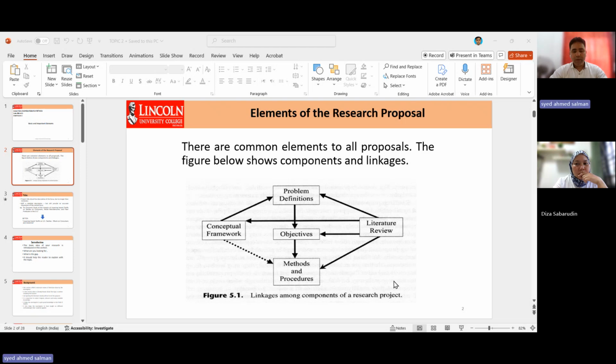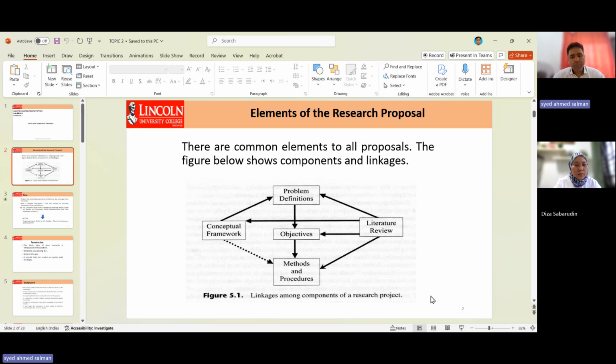Yes. Okay. So in this class, you will be able to learn about the basic elements of the research proposal. If you see this figure, you can see in this figure problem definition, literature review, objectives, conceptual framework, methods, and procedures. And this figure is very related to each other.